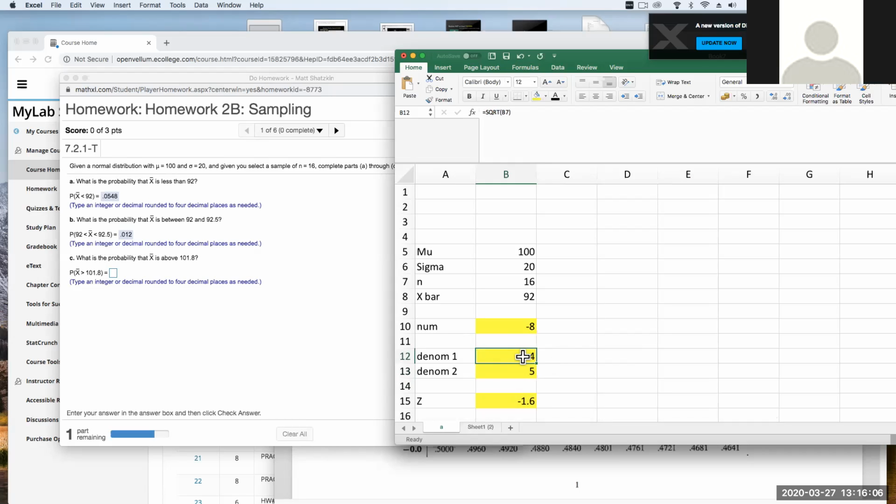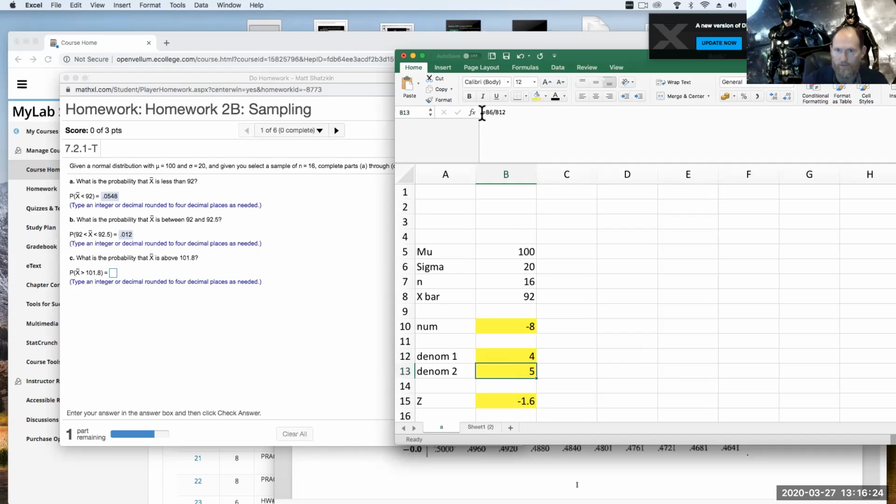Does that make sense? So I'm starting with the square root of n. I get that there, that's 4, and that references this cell up here, the 16. Then I know that I have to take sigma and divide it by that 4. So this cell takes B6, which refers to sigma, and divides it by that value of 4. And now to get this value, I have to take the numerator divided by the denominator, so I take B10 by B13.